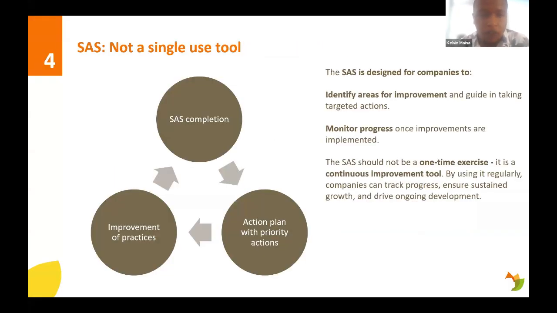So indeed, if we can go to the next one. As you are aware, SAS is not a single-use tool. It is designed for companies to identify areas of improvement, monitor progress, and it should not be a one-time exercise. This is why we are doing SAS version 2. Indeed, we are going to compare the results of SAS version 1 and SAS version 2. Of course, there have been activities in terms of trainings and technical assistance support provided over time to these particular companies, and you can use those as well to track progress and ensure sustained growth and, of course, ongoing development within the companies.